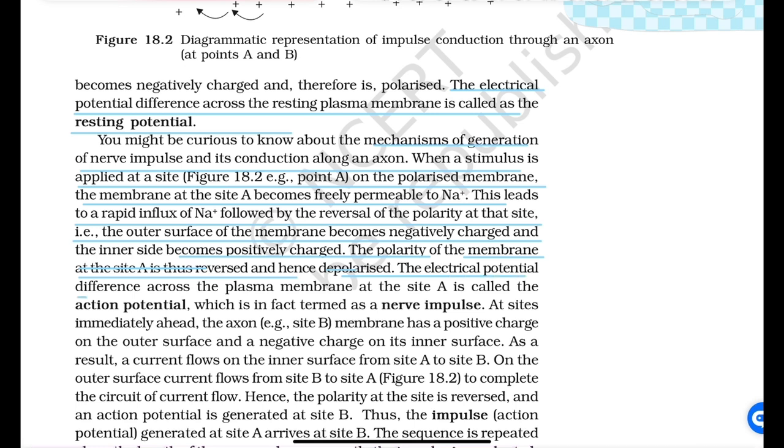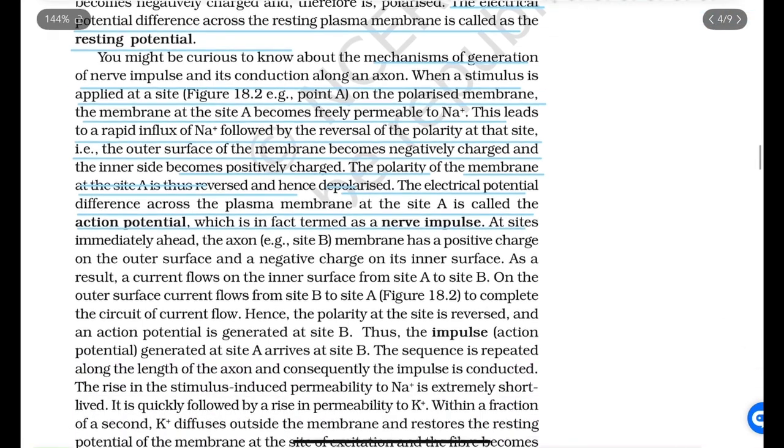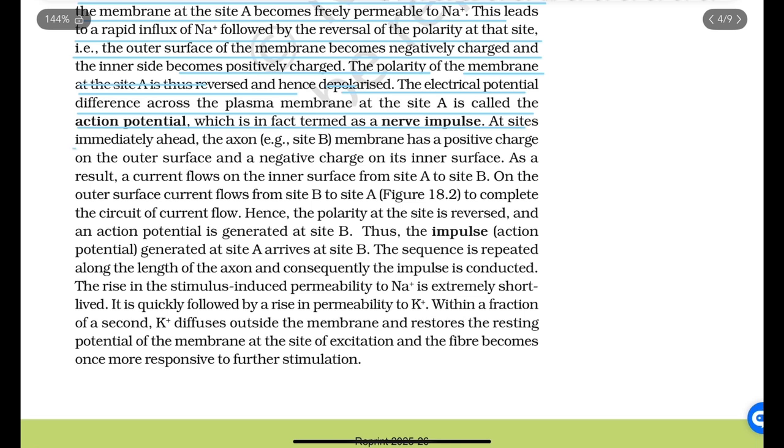The electrical potential difference across the plasma membrane at site A is called the action potential, which is in fact termed the nerve impulse. At sites immediately ahead on the axon, for example site B, the membrane has a positive charge on the outer surface and a negative charge on its inner surface. As a result, current flows on the inner surface from site A to site B. On the outer surface, current flows from site B to site A to complete the circuit of current flow. Hence, polarity at the site is reversed and an action potential is generated at site B.